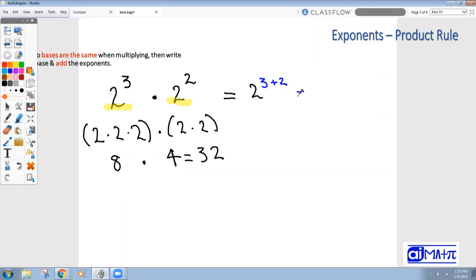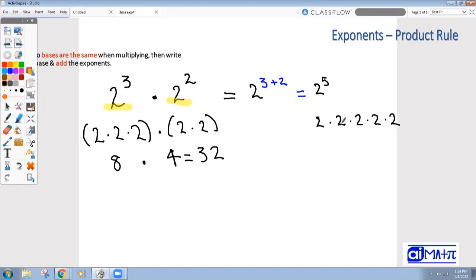And so I could rewrite this to say 2 to the power of 3 plus 2, which is 5. And if I were to check that, that would look like this in expanded form: 2 times 2 times 2 times 2 times 2. And we notice it's very similar here.